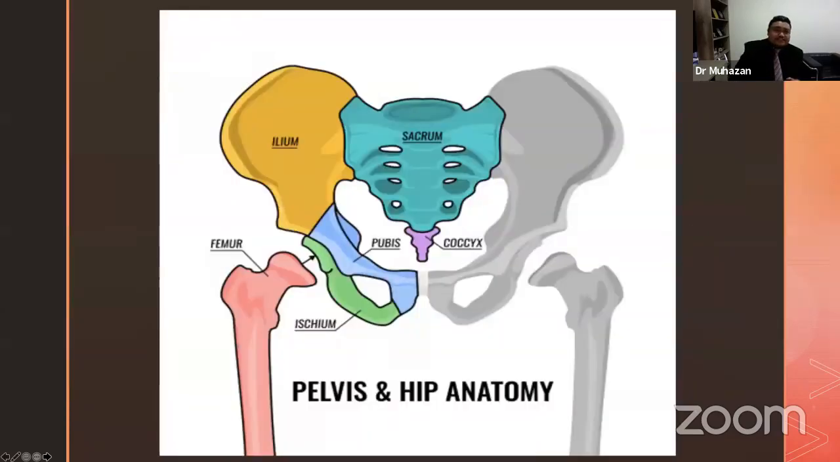All right, so this is the general anatomy. I'm not going to touch so much on this, but apart from the bones that you need to remember, because it's not a pelvic fracture, it is a pelvic injury.